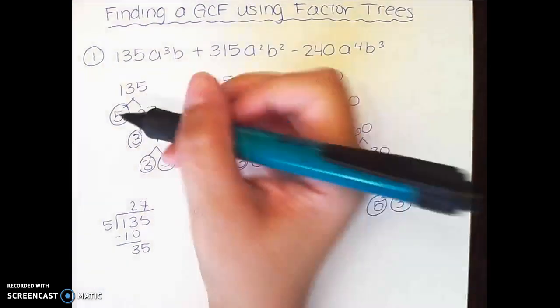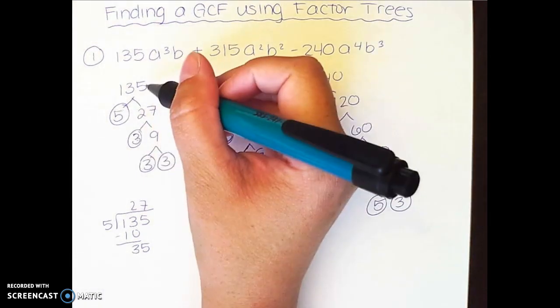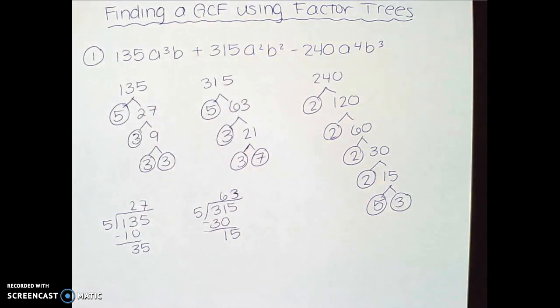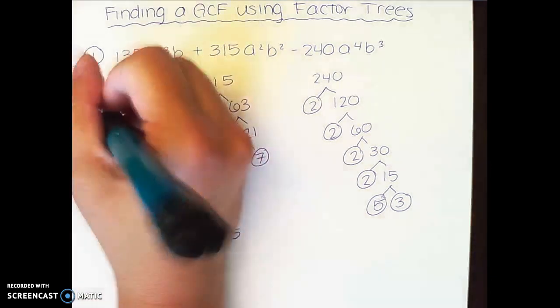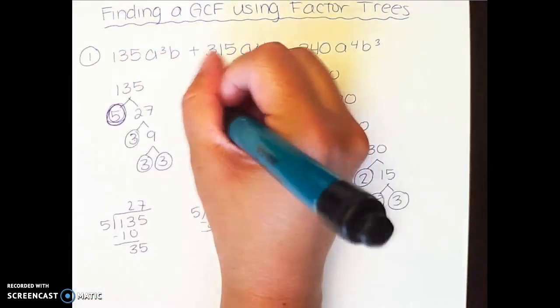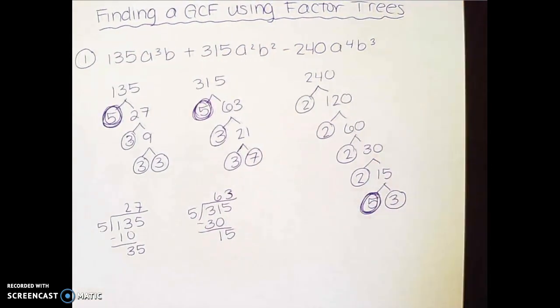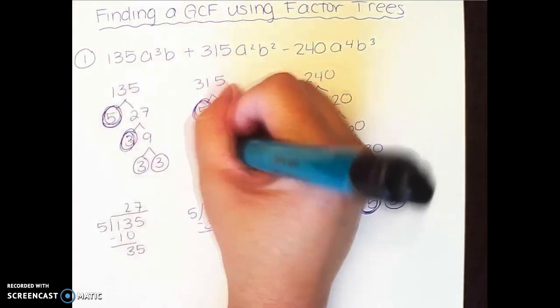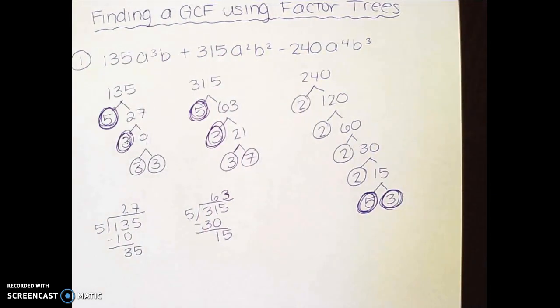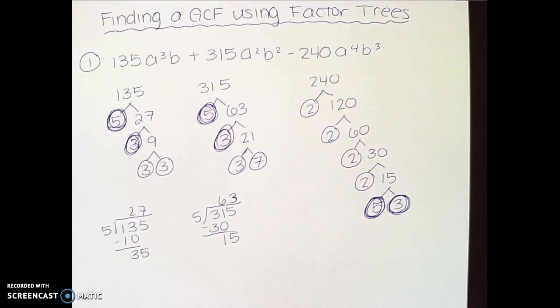And what that means is that 5 times 3 times 3 times 3 is going to give me 135. So I'm looking for the factors that they have in common. They all have a 5 in common, here, here, and here. And they all have a 3 in common. Beyond that, there aren't any other factors that are common to all three numbers. So 5 times 3 is going to be 15, which is my greatest common factor of the three coefficients.